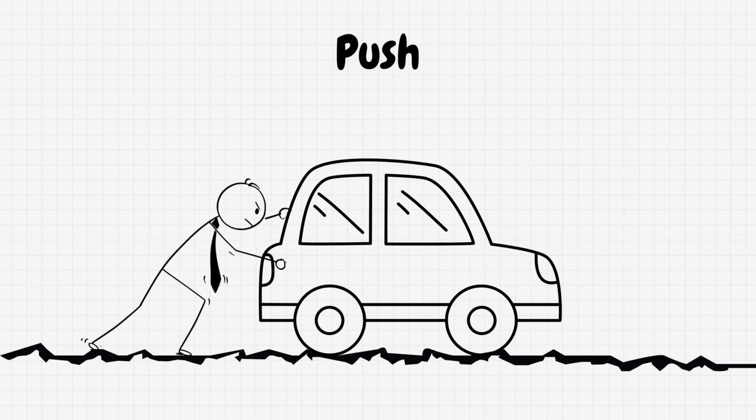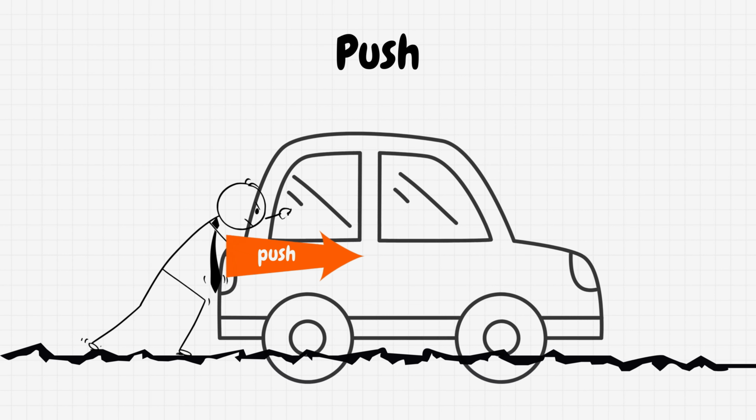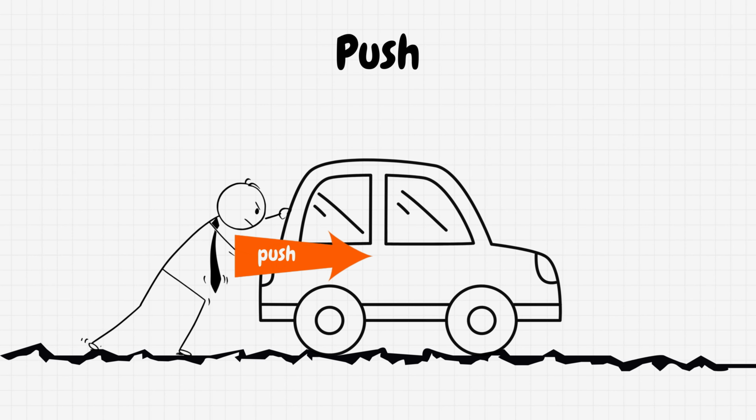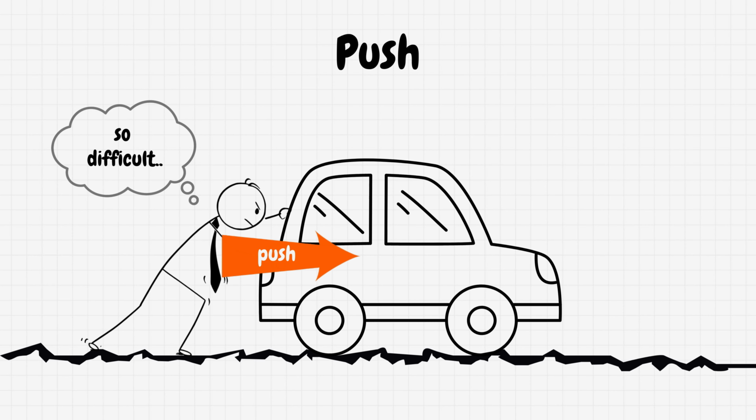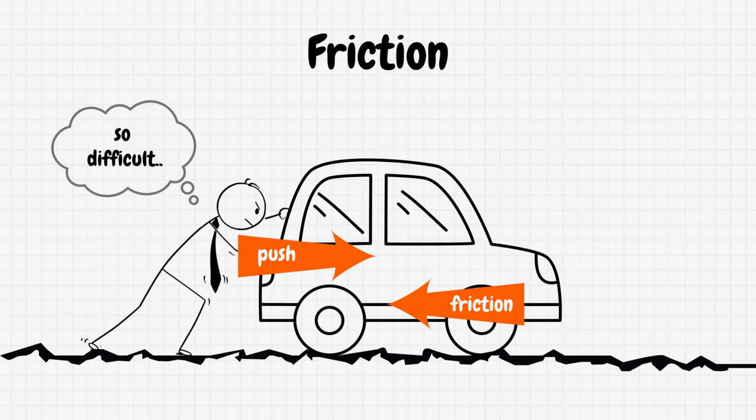Let's say you're trying to push a car. The moment you start pushing, you apply a push force on the car. To keep things simple, let's focus only on the forces acting on the car, not on you or the ground. As you push, you'll notice it's hard to get the car moving. That's because there's another force acting against your push. This opposing force is called friction.